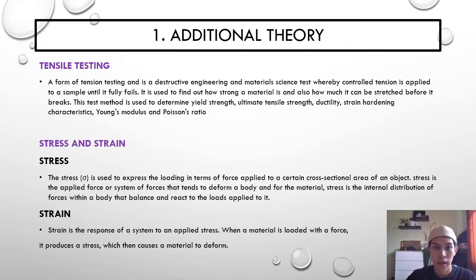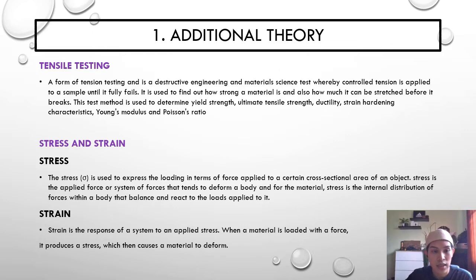Now, I'm going to talk about additional theory. Tensile testing, a form of tension testing, is a destructive engineering and materials science test whereby controlled tension is applied to a sample until it fully fails. It is used to find out how strong a material is and also how much it can be stretched before it breaks. This test method is used to determine yield strength, ultimate tensile strength, ductility, strain hardening characteristic, Young modulus, and Poisson's ratio.